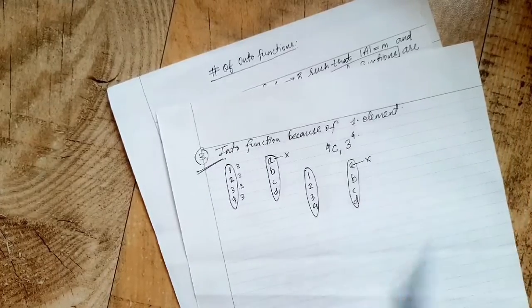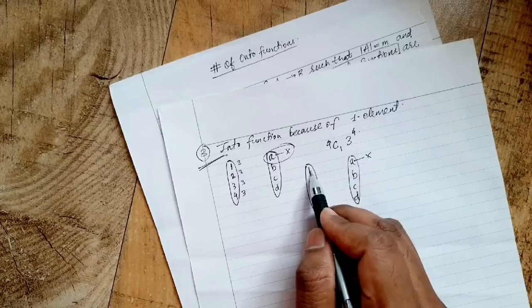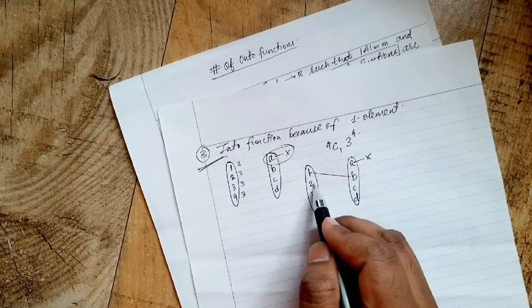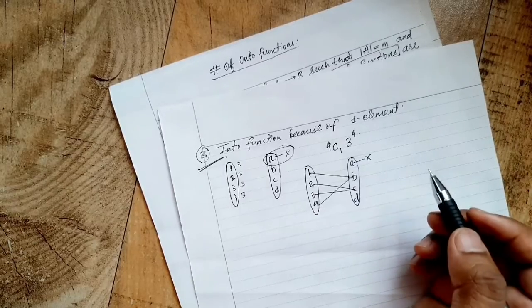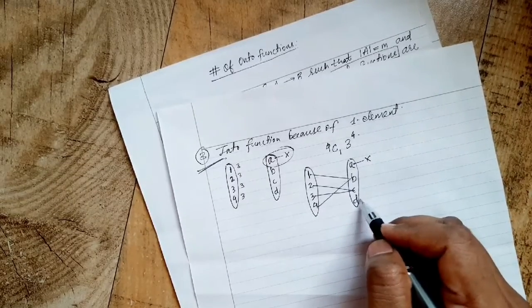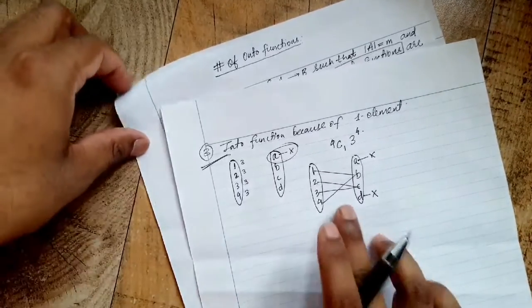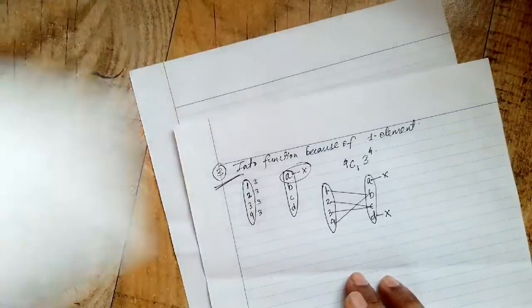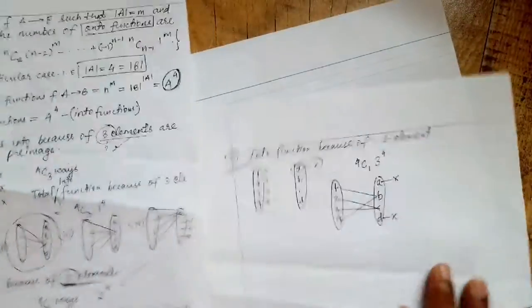Okay, so this is not going to have a pre-image. This is already decided. What if I decide that this 1 is going to map with B, this 2 is going to map with C, this 3 is going to map with C, and 4 with this? Which function is this? This is an into function, not onto, because of 2 elements. So this function is coming from our second case. So this thing is already inside this.